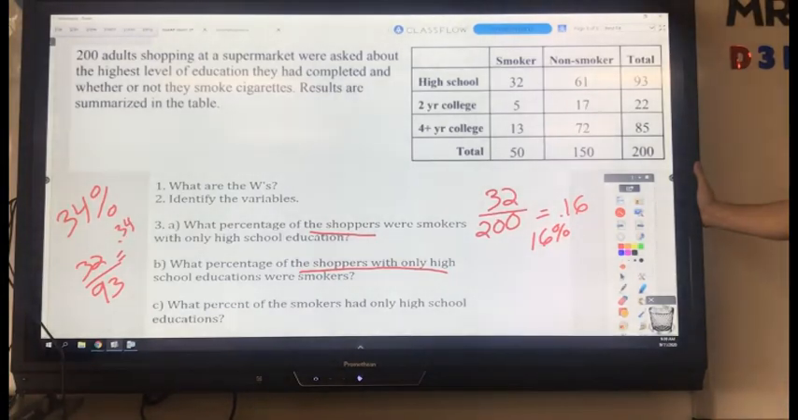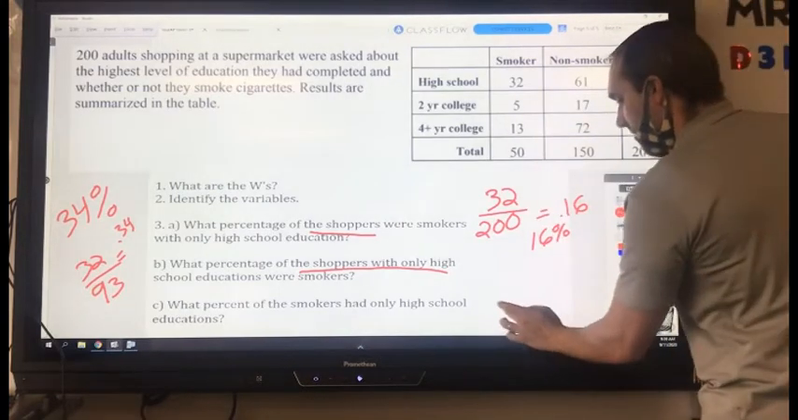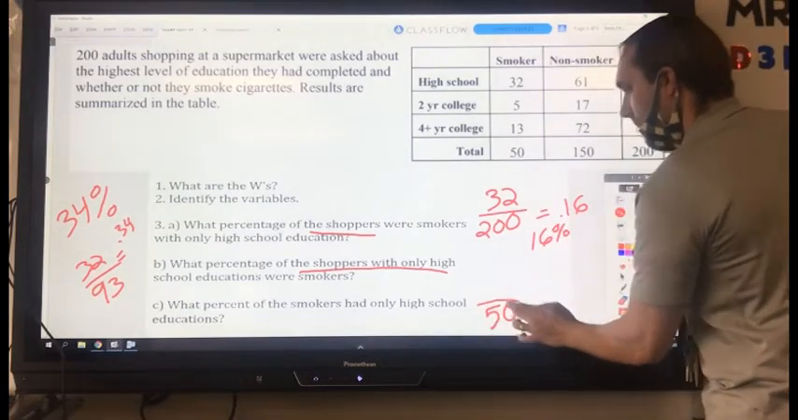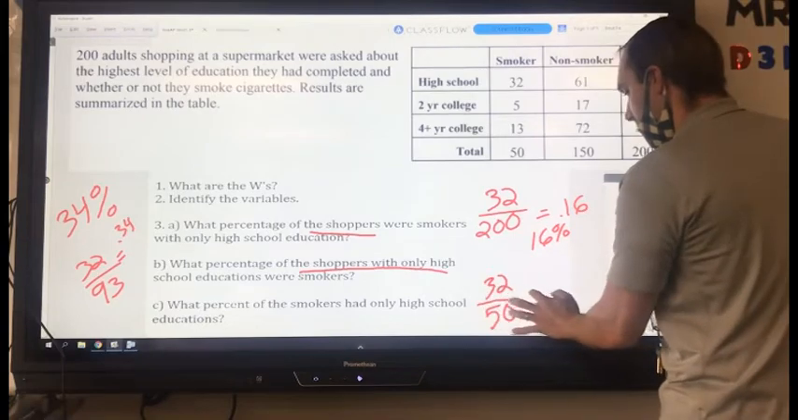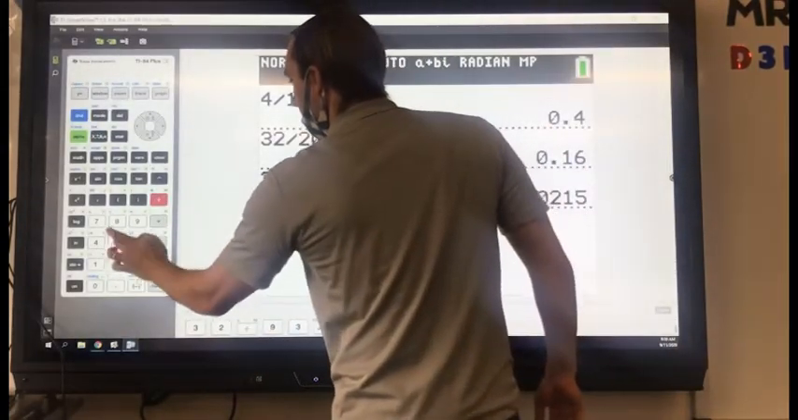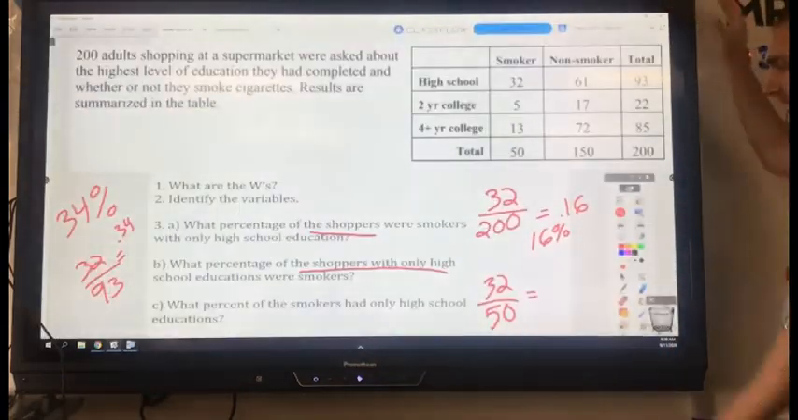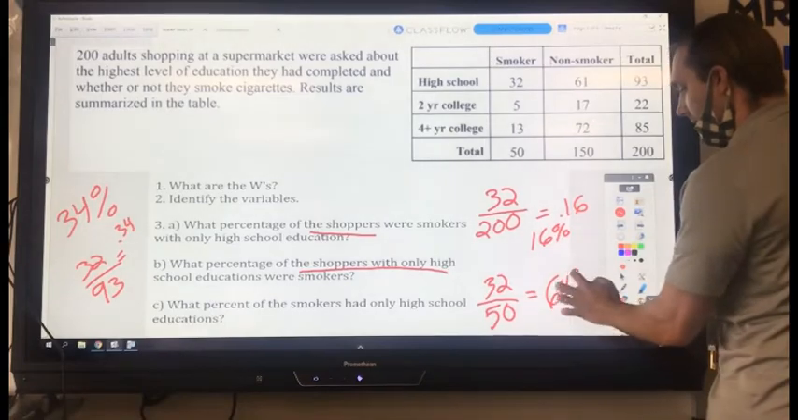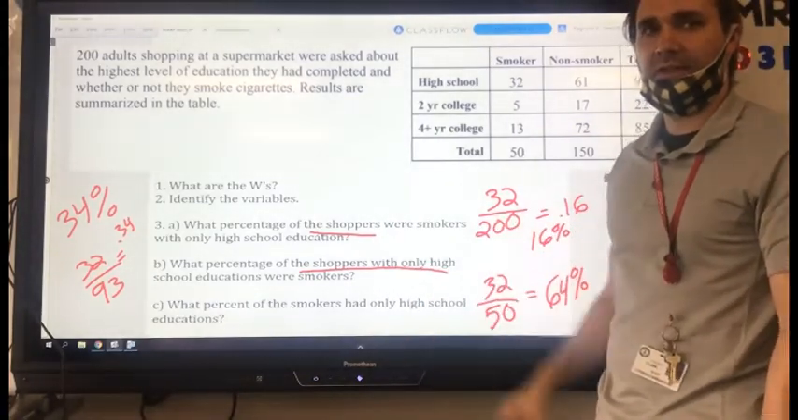Last but not least, what percentage of smokers, so what's my total? 50, had only high school education? 32. So 32 divided by 50, what percent? 64%. So notice how at first these questions sounded the exact same, like we're asking the same thing, just reworded.